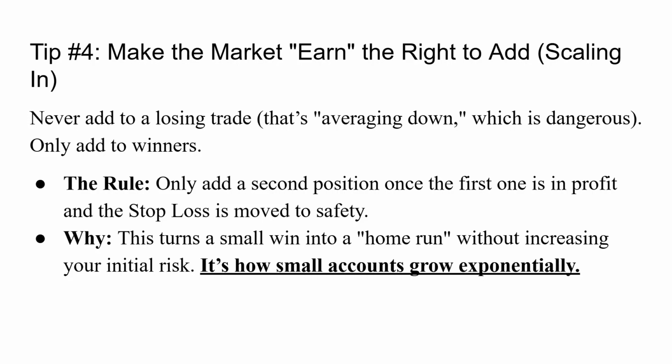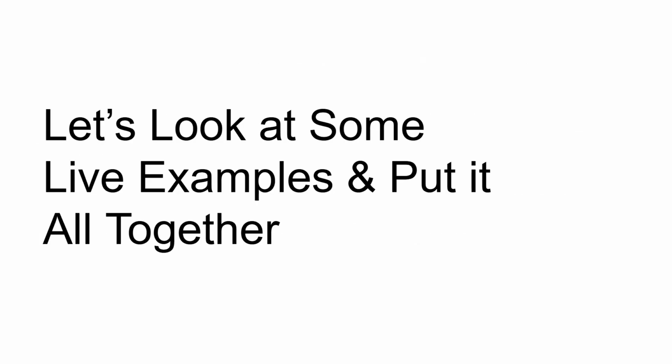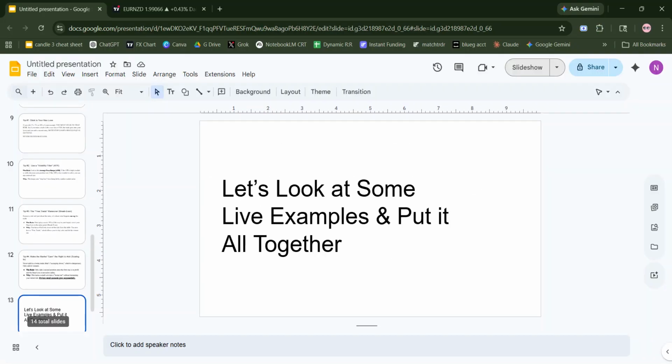The reason is that when you average into winners, you can turn a small win into a home run without increasing your initial risk. That's how you grow a small account very exponentially and quickly, by adding to your winners, not by adding to your losers. So now we're going to take a look at some live examples and put it all together.